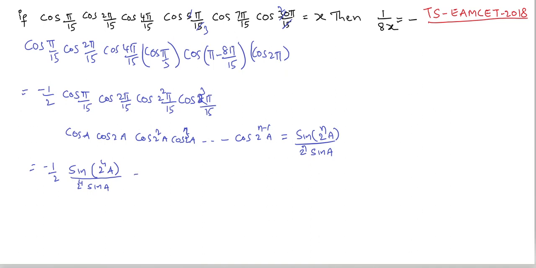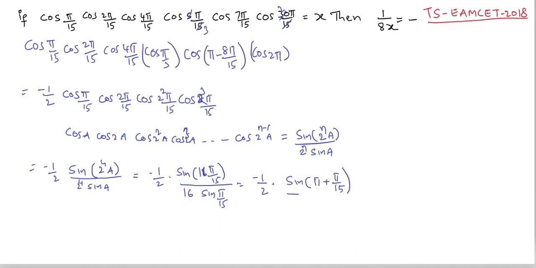Here A is pi by 15, that is minus 1 by 2 into sine 2 power 4 A, that is sine of 16 pi by 15 by 2 power 4 into sine pi by 15. That is minus 1 by 2 into sine 16 pi by 15, sine of pi plus pi by 15, by 16 sine pi by 15, equal to minus 1 by 2 into 16, that is 32, into, this is sine 180 plus theta, that is minus sine pi by 15 by sine pi by 15. Sine pi by 15 cancel, equal to 1 by 32.